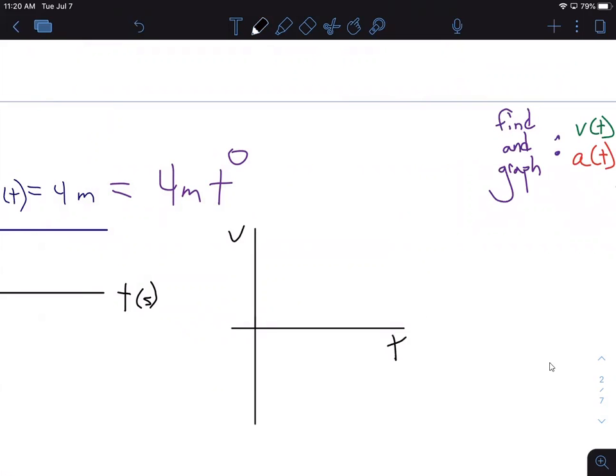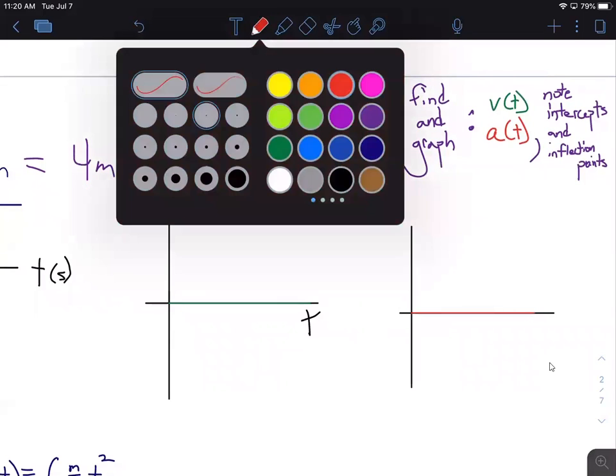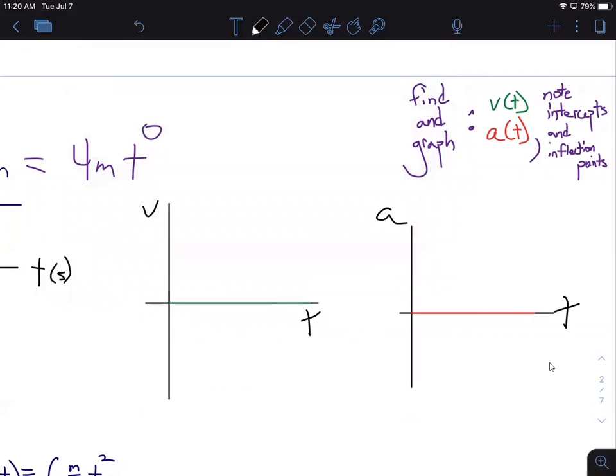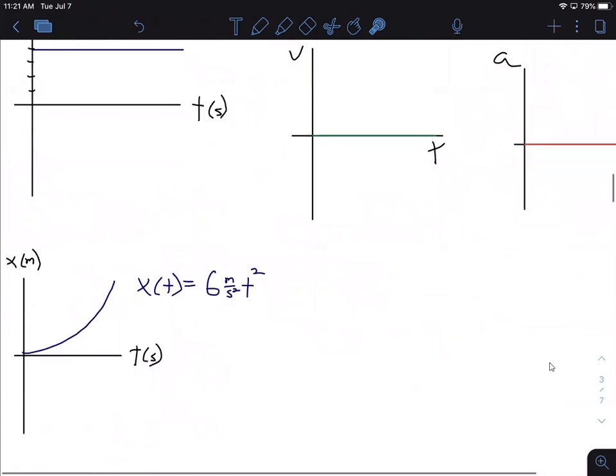So velocity and time is just going to be a line at the 0. And acceleration by the same reasoning. Well, my velocity is not changing with time, so my acceleration is not changing with time either. Intercepts and inflection points, it's all 0 because this one's not changing, therefore this isn't changing, therefore that's not changing.